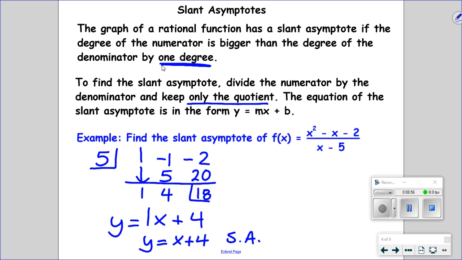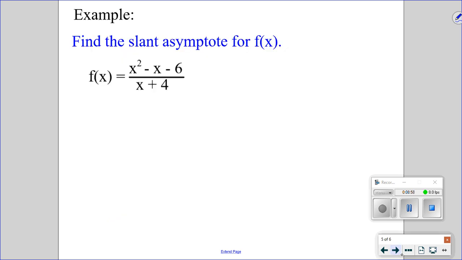All right, let's look at one more example of finding a slant asymptote. So this time the function is x squared minus x minus 6 divided by x plus 4. Again, we can use synthetic division since we're dividing by x plus 4. But if you want to flip that sign, I'm going to make it a negative 4. All right, then I'm going to list the coefficients of the numerator. So 1, negative 1, negative 6.